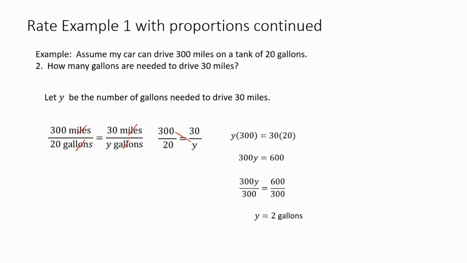Then we cross multiply: Y times 300 is 20 times 30. And then you just do the arithmetic. You have 300y equals 600. We want to solve for y, so we divide by 300. The 300 here cancels, and we get 2 gallons. Okay, that's good.